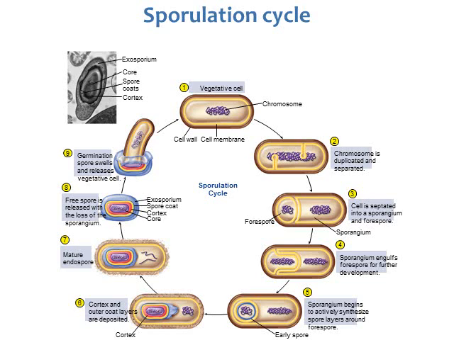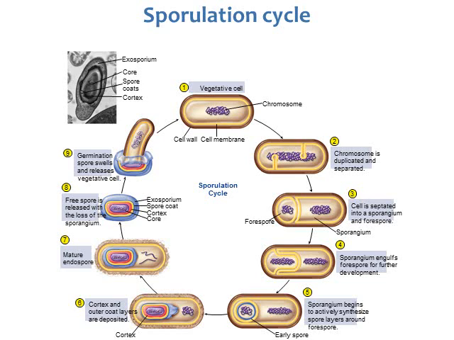So if we start at the very top of the cycle, you have your vegetative cell, and it's numbered with a 1 in the yellow circle up at the top. If it enters into really adverse environmental conditions, it's going to go to step 2, so we're going to go to the right, and there's a 2 in the yellow circle. Your chromosome in your vegetative cell is going to be duplicated, and it separates. So you're going to have 2 copies of your chromosome.